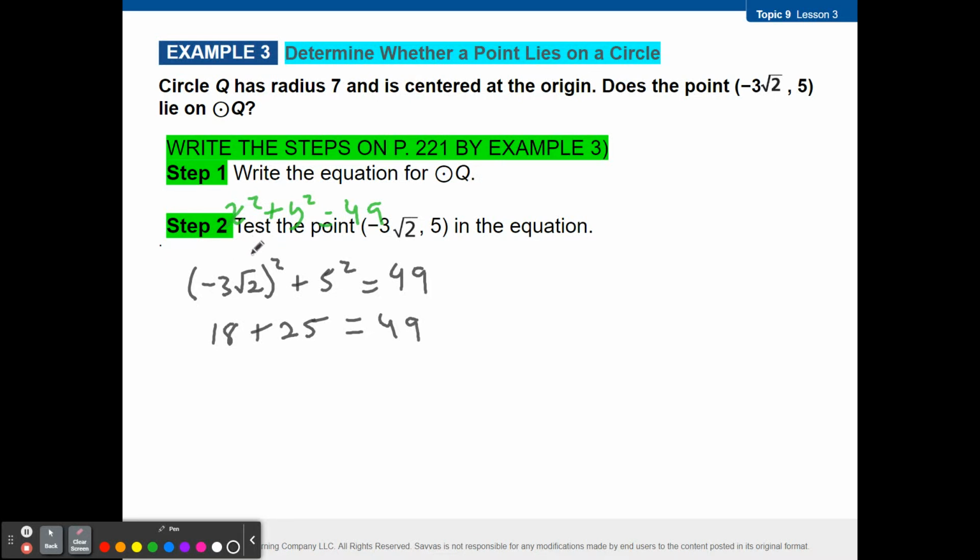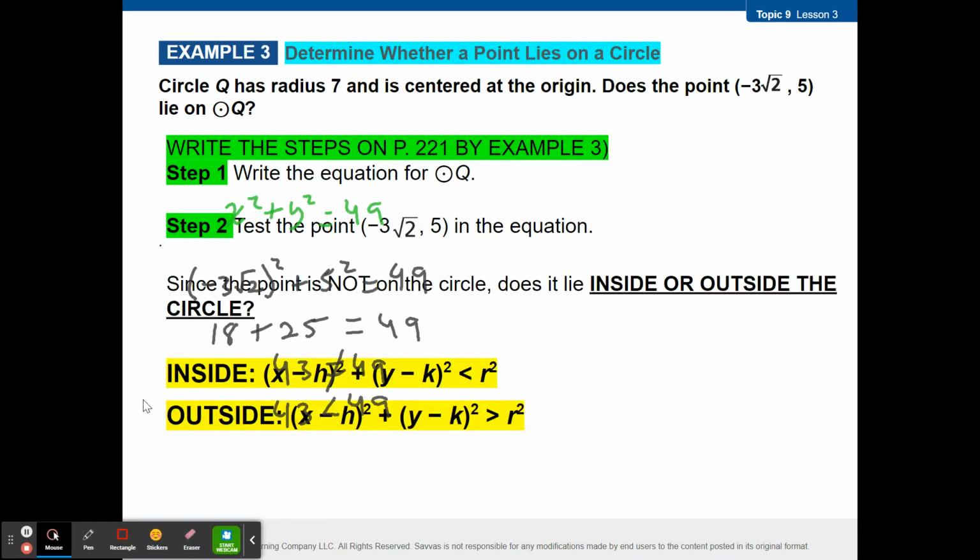All right, so 18 plus 25, we got 35, 40. What does that end up being? 43? Yeah? Well, that is not the case. In fact, 43 is less than 49. So what's happening here?